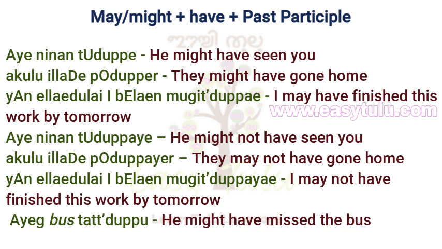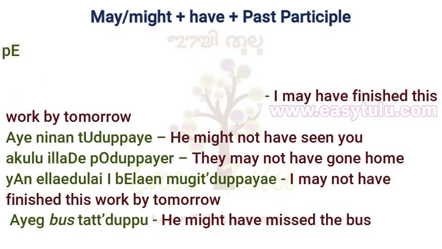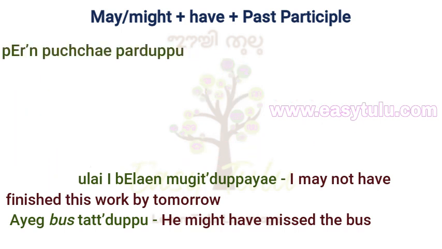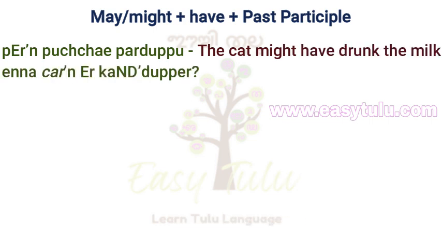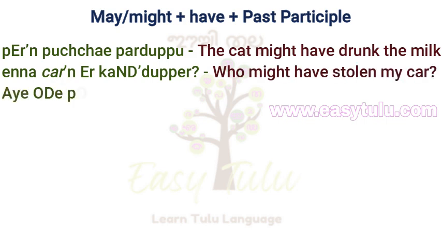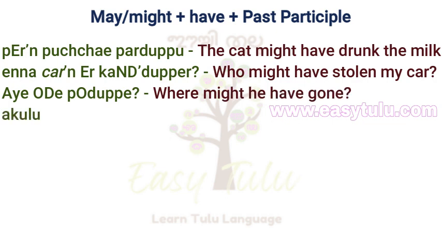Ayigu bus tatuduppu. He might have missed the bus. Perunu pucha parduppu. The cat might have drunk the milk. Enna karunu eru kandudupper. Who might have stolen my car?